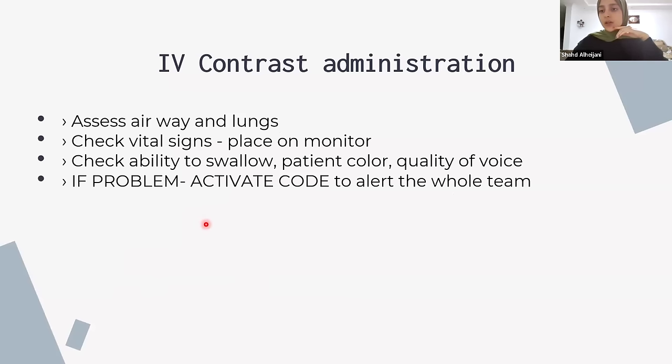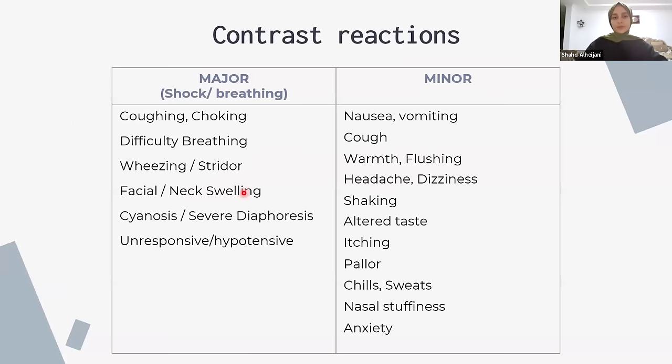Okay, let's say you suspect that the patient is developing a reaction. First thing you should check, the ABCs, assess the airway, breathing, circulation, everything. So here you assess the airway and the lungs, you check the vital signs, you place the patient on a monitor to assess the circulation, the breathing, and then check the patient's ability to swallow, the patient's color and quality of voice, because obviously if the patient has an allergic reaction, they will have trouble breathing. They will have inflammation and so on, so they can't swallow, they can't breathe, they change the color and the quality of voice. There's a problem, you activate the code, you alert the whole team, everyone is on high alert, so you can manage the patient's condition.